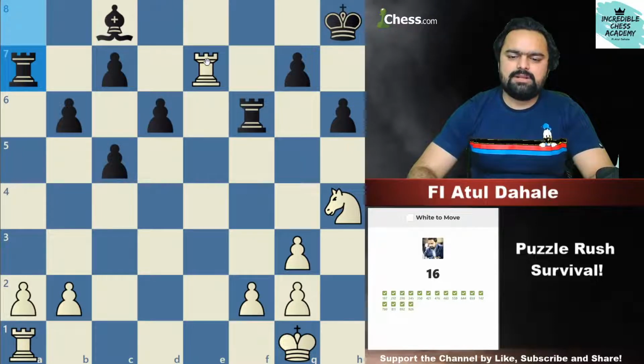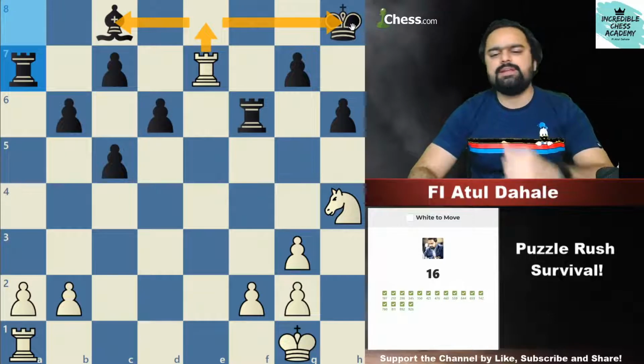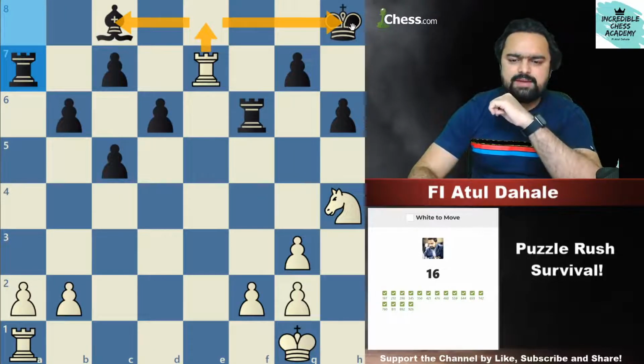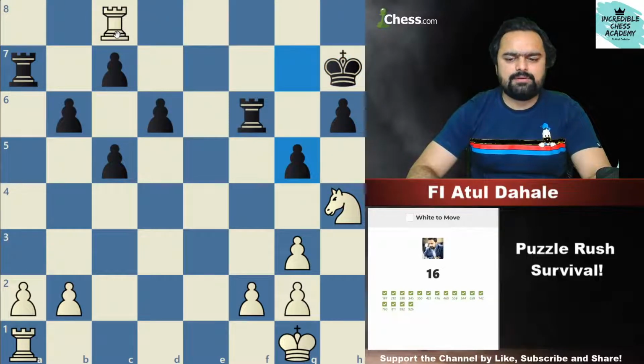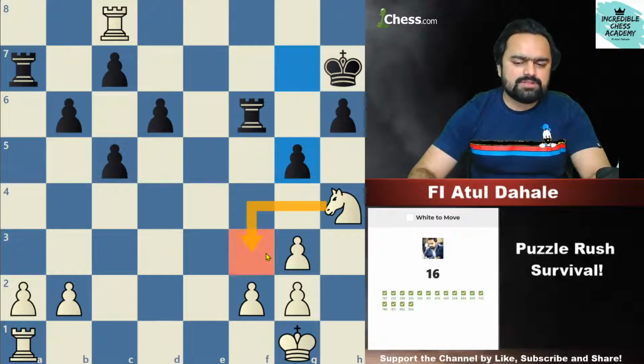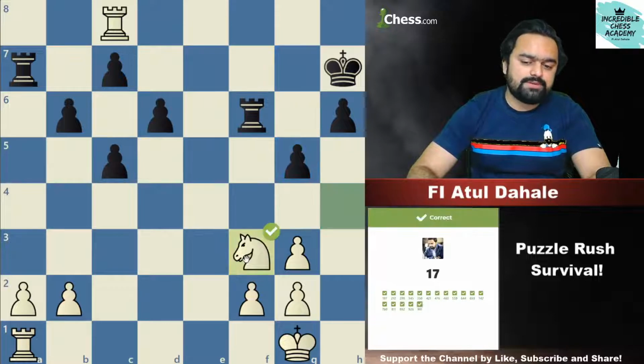Okay, we have a simple thing. We can give the check, and the bishop on c8 is hanging. This one is quite easy. Just check, and then we can just capture, right? So I'll go for this thing, check, and I'll capture the bishop over here, and the knight is being attacked. Knight has only one square, that is on f3, so we'll go knight to f3 and that is enough for us.